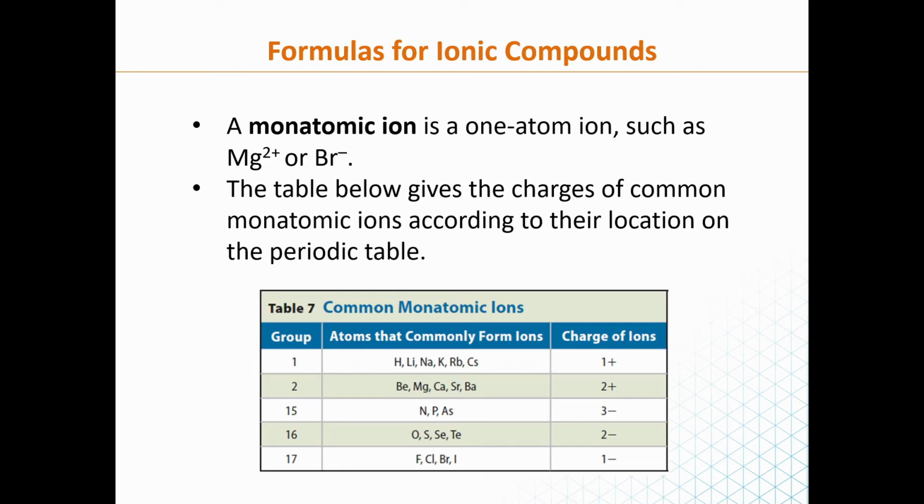A monatomic ion is a one-atom ion such as Mg2+ or Br-. The table below gives the charge of common monatomic ions according to their location on the periodic table. For example, group 1: hydrogen, lithium, sodium, and so on, they are +1. Group 2, they are +2.